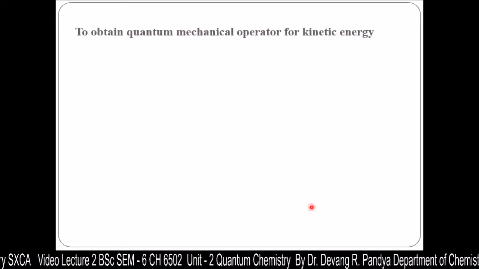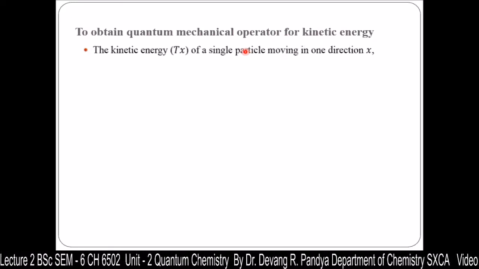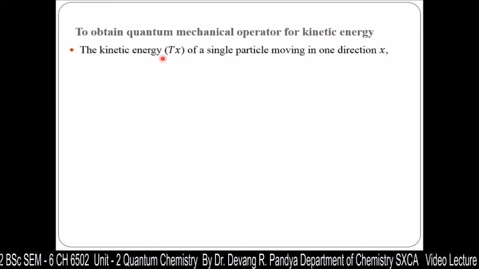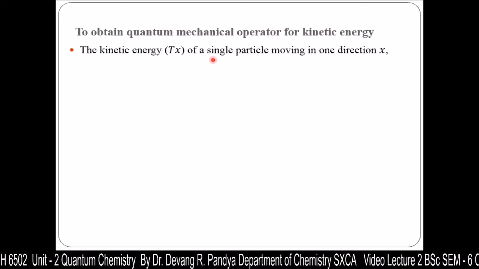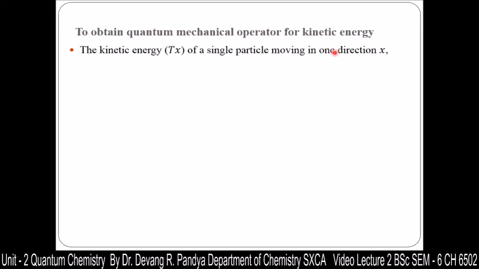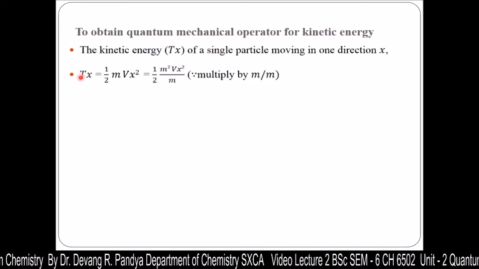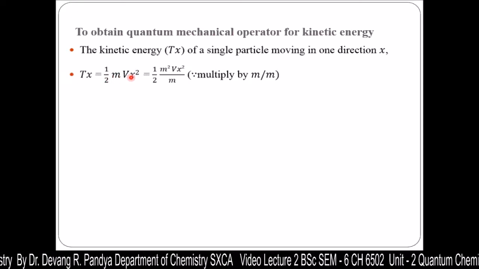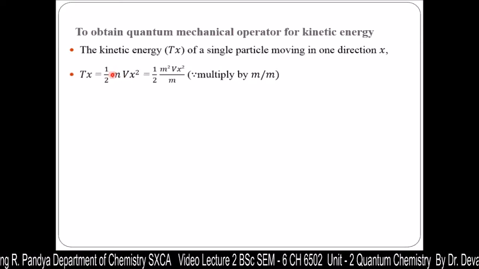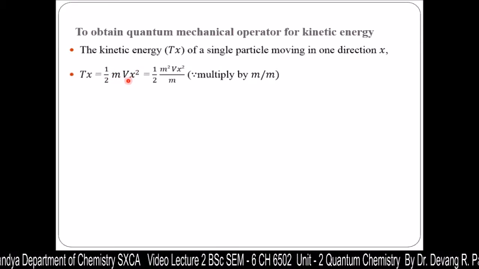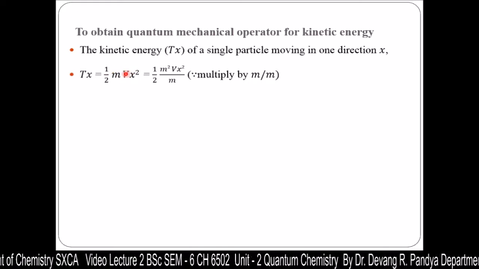Likewise. Now to obtain the quantum mechanical operator for kinetic energy, that is represented as Tx, because it is along the x direction of the Cartesian coordinates of a single particle moving in one direction, that is the x direction. So that is the kinetic energy we want to obtain. You know that Tx is equal to 1 by 2 m vx square, because the motion we need to find is the x component. That is m v square, not x square, vx square.